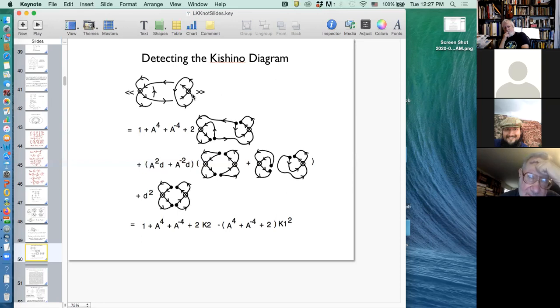Questions? Do the k's have something to do with a basis for the first homology, or half a basis for the first homology, of the surface on which the knot is represented? Yes. I'll have to think about that.